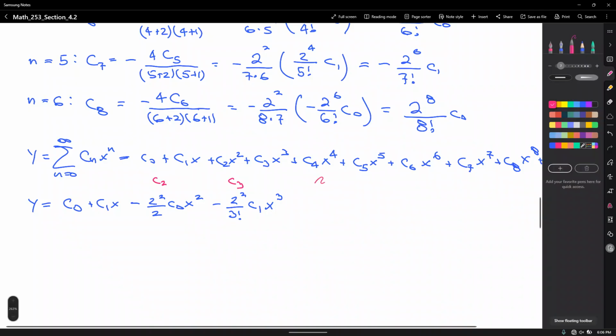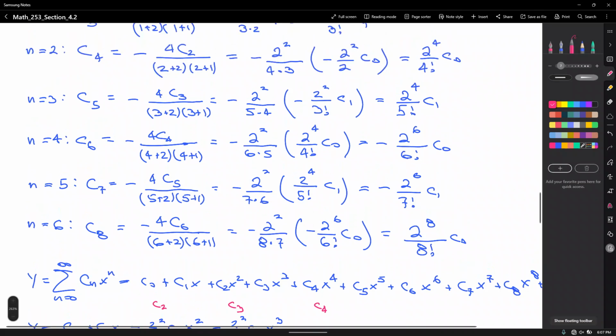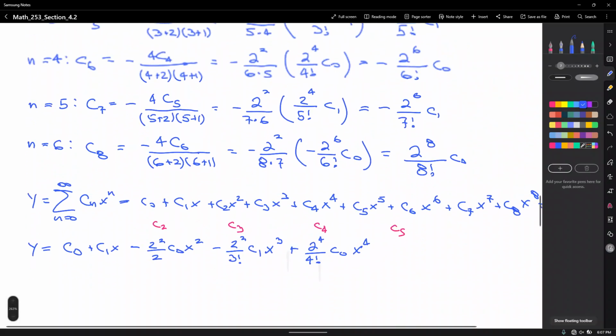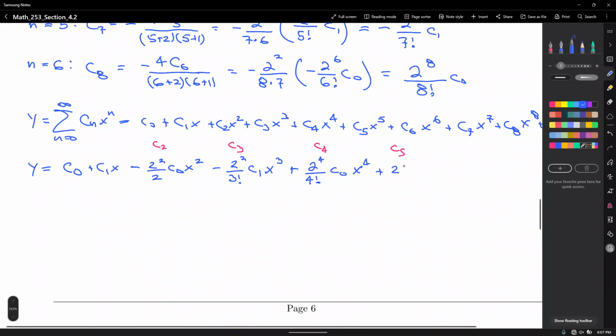Let me write it in red at the top, C sub 4. And then what was C sub 4? Positive 2 to the 4 over 4 factorial, C sub 0 back again, x to the fourth. What about C sub 5? I believe C sub 5 is another positive, plus 2 to the fourth over 5 factorial, C sub 1 x to the fifth.